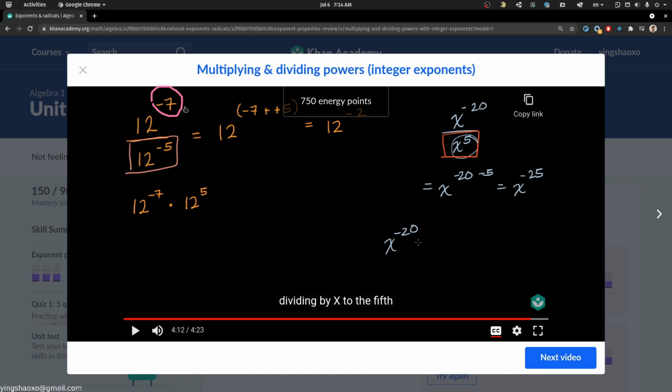The upside one minus the downside one. But when you multiply two numbers which both have the power component, what you're going to do is keep the base number, and add the two component numbers together. Example for this case, -7 plus 5.